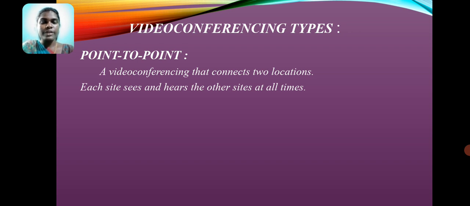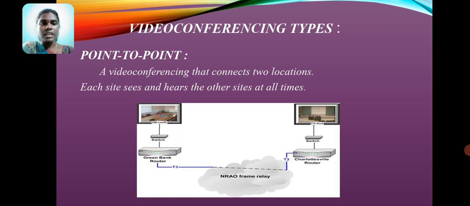Next, we move to the video conferencing types. The first type, point to point. A video conference that connects two locations. Each side sees and hears the other side at all times. This is the image related to the point to point type.